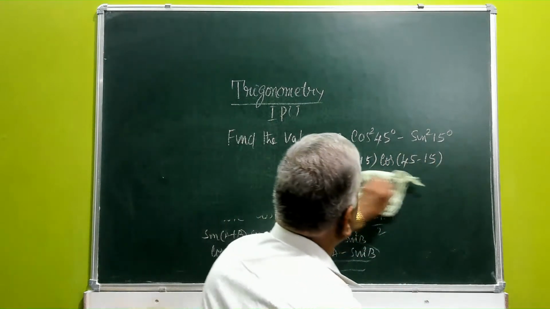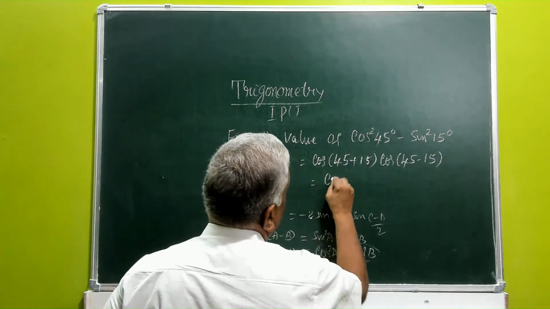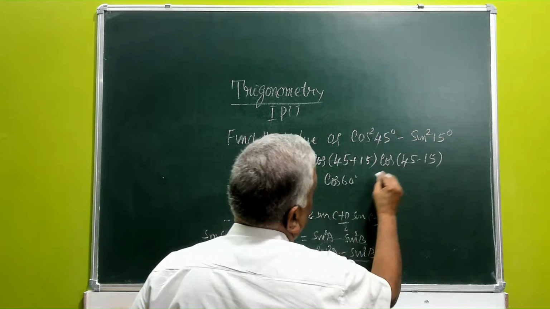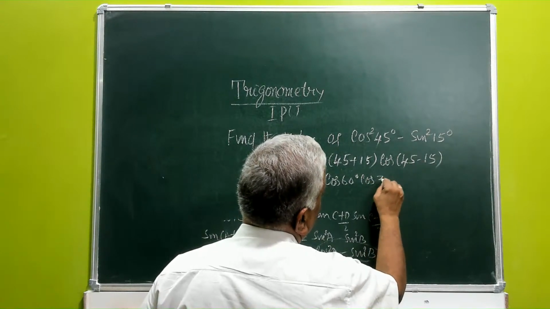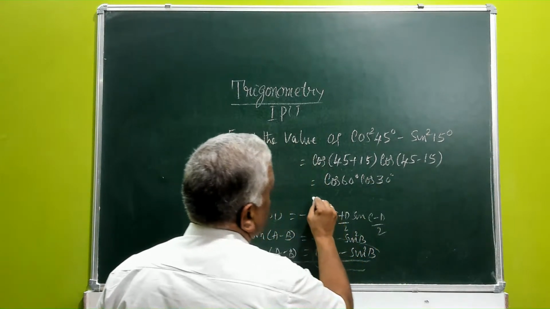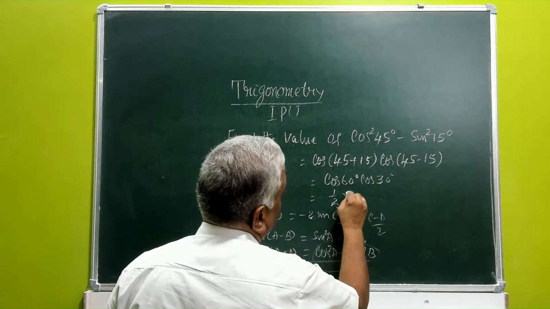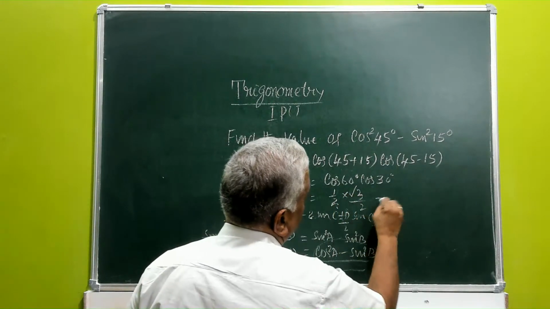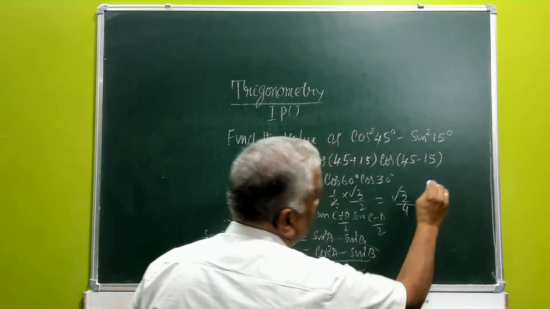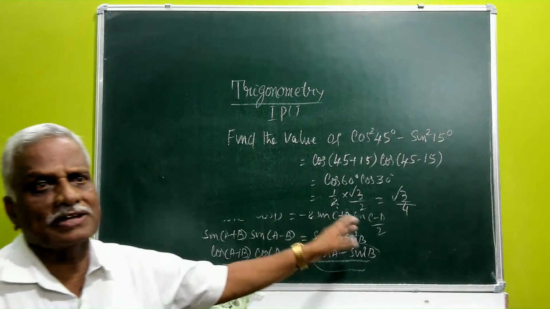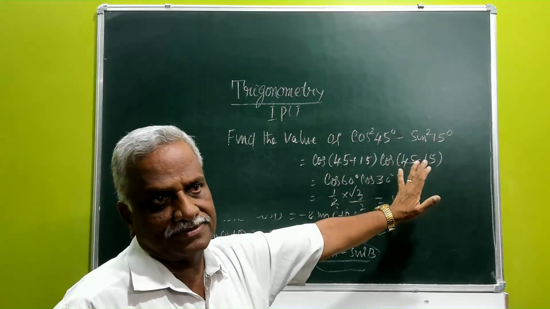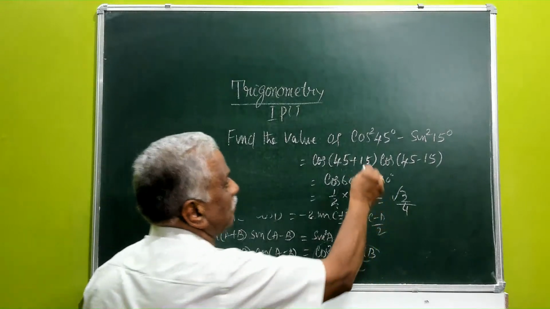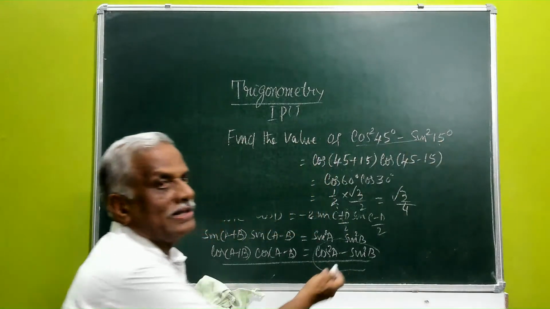What is cos of A plus B? That is cos 60. What is this? This is cos 30. Cos 60 is half. What is cos 30? Root 3 by 2. So the answer is root 3 by 4. They would have given 4 answers, one of them is root 3 by 4. You cannot guess the answer. So the moment you see this formula, you should recall this.